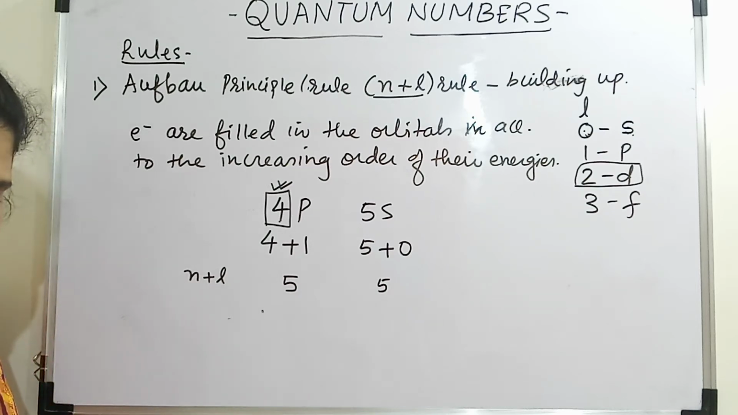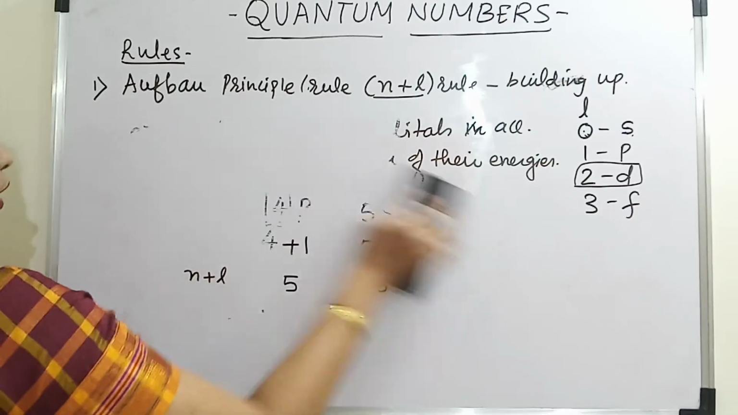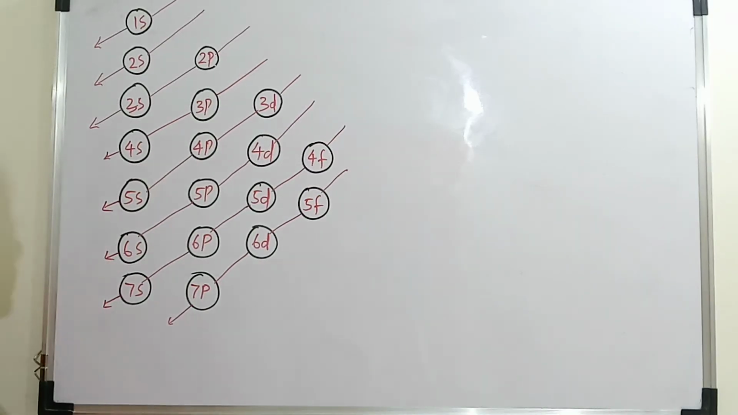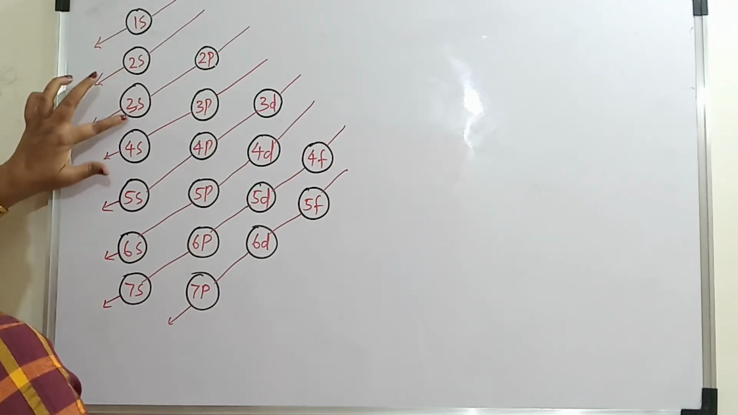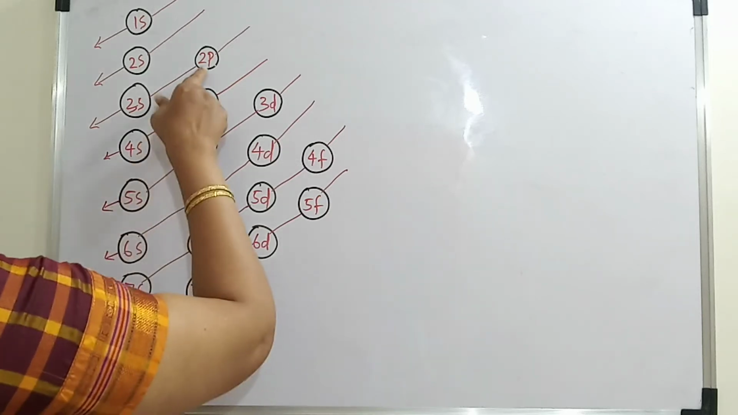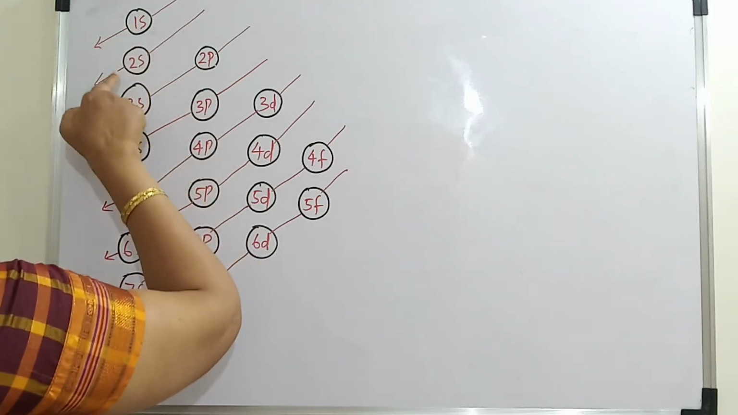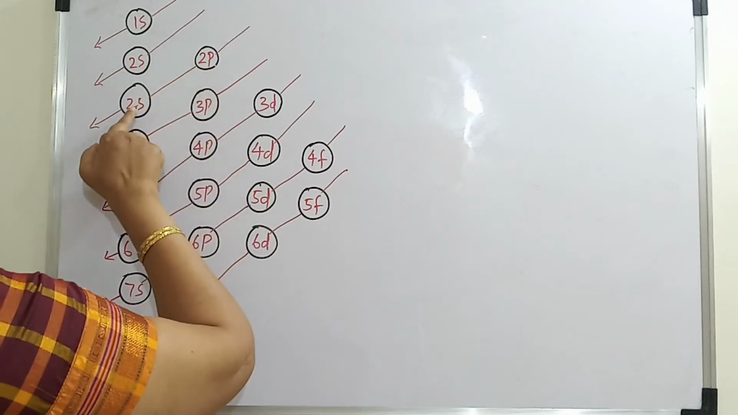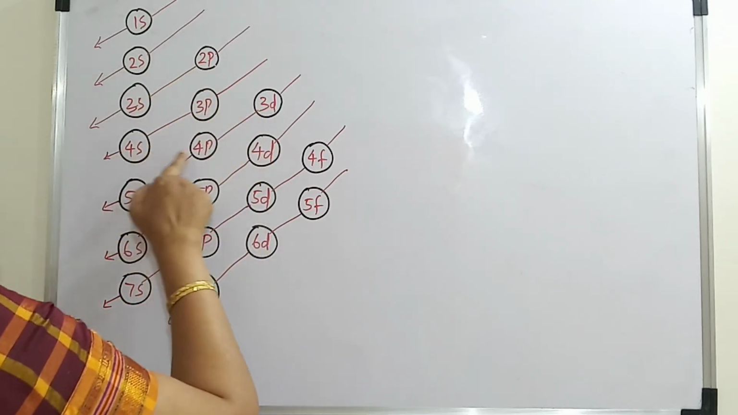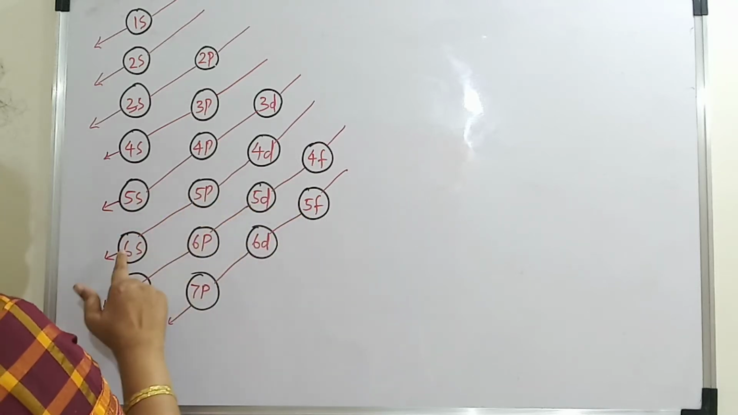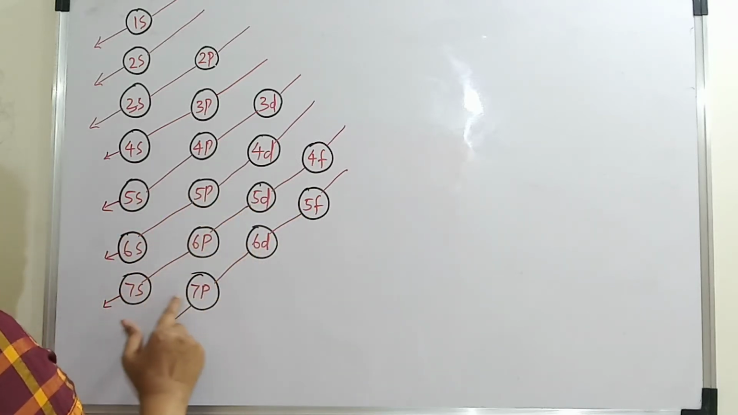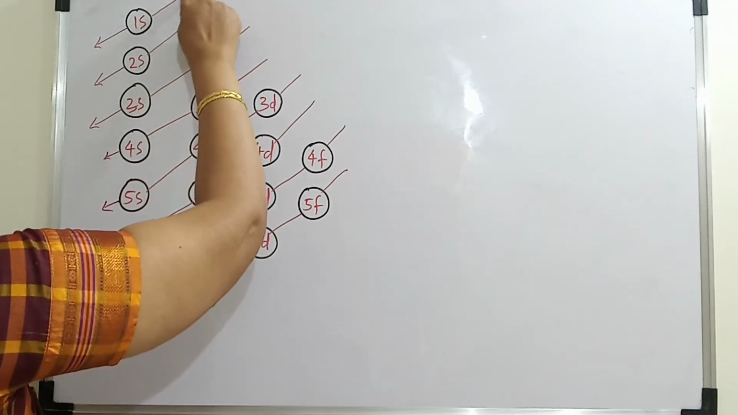For this, a beautiful building up rule is given. Let us see what that building up rule is. I will draw the chart, which you have to learn. How do you draw this, students? You first write 1s, then 2s, 2p, 3s, 3p, 3d, 4s, 4p, 4d, 4f, 5s, 5p, 5d, 5f, 6s, 6p, 6d, 7s, 7p. Then start connecting them with diagonal lines.